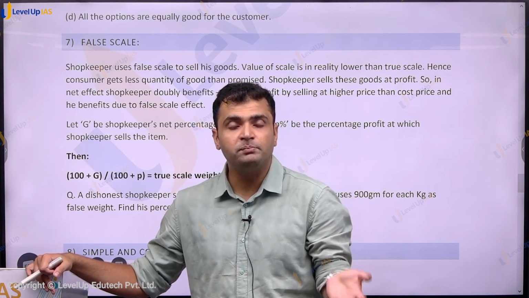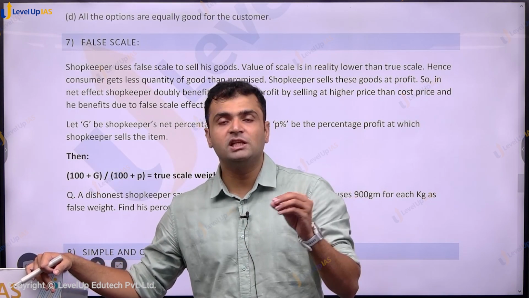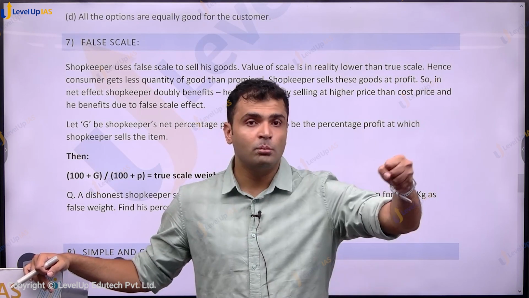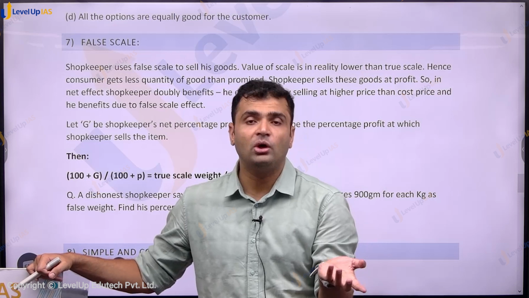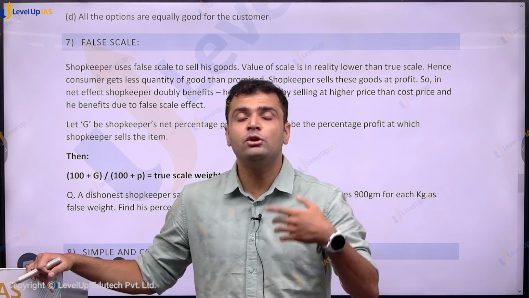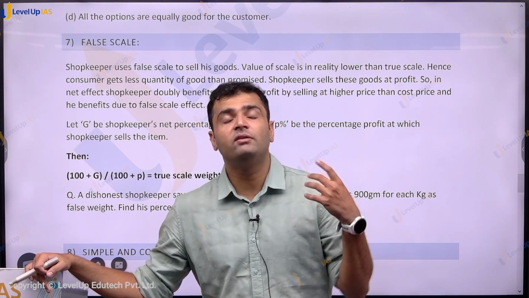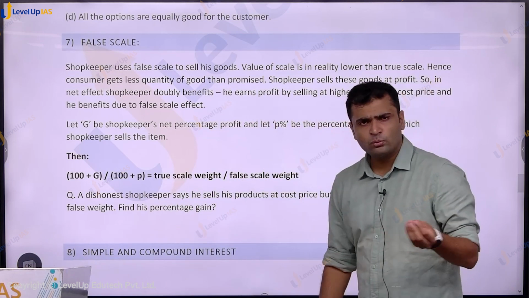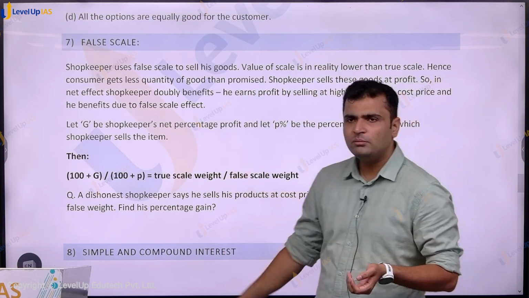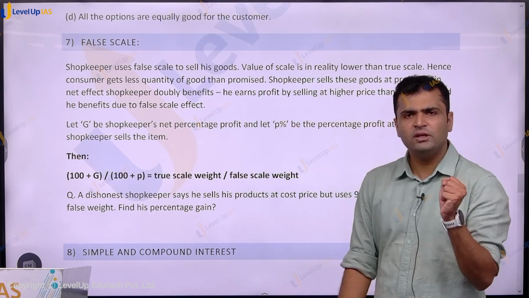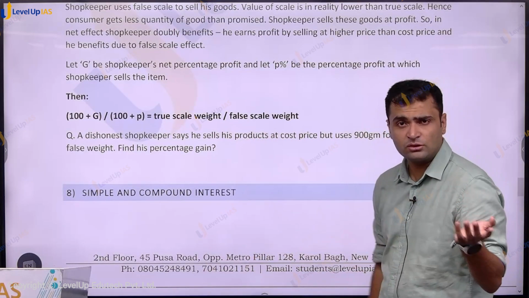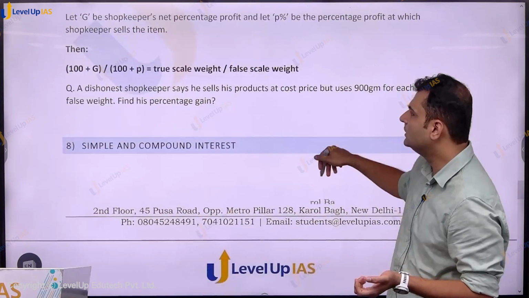So he is benefiting twice. Firstly, he is benefiting by selling at the higher price, and secondly, he is benefiting by giving less quantity of grain to the consumer. So how to deal with these false scale questions? We have to find the net benefit. There is a formula, but regardless of the formula, we will stick to the basics. For those of you who want to remember, you can remember. The question has not been asked, but it can always be asked.